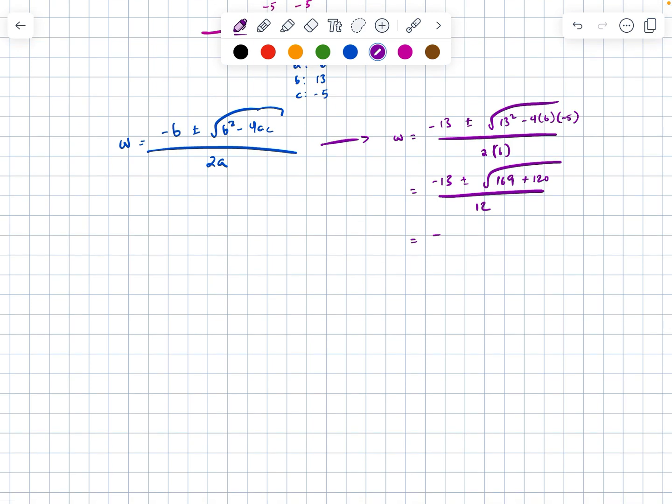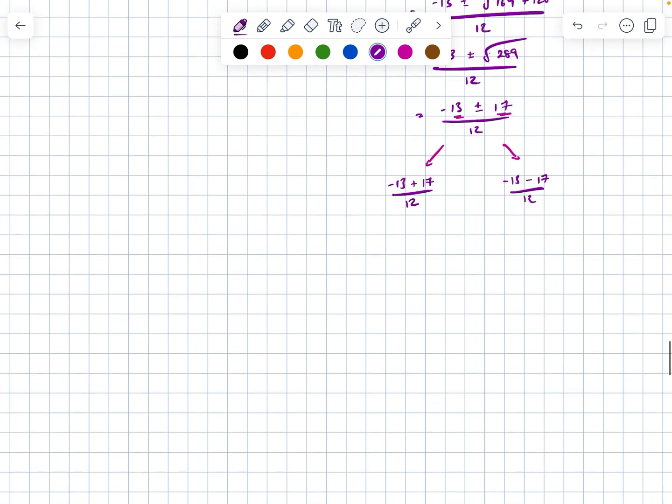So, inside of my square root, I'm left with negative 13 plus or minus the square root of 289 over 12. And though I might not know it off the top of my head, 289 is in fact a perfect square. It is 17 times 17. Now notice, 13 and 17 are like terms. I can combine them, which means just like above, I want to split this into my two cases and go as far as I can. So I've got negative 13 plus 17 over 12 and negative 13 minus 17 over 12 as my two options.